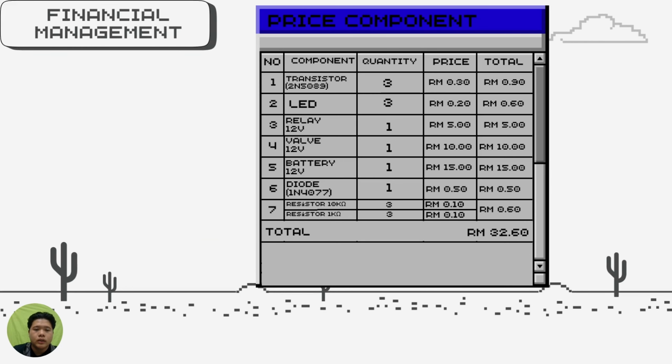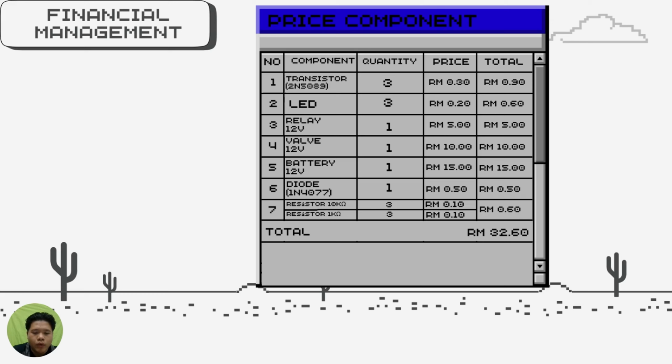Okay, next is financial management. For the price of the components, first we have the transistor 2N4409. We use three transistors, one for each level: low, mid, and high. Each transistor is 30 cents and the total is 90 cents. The second component we use is the LED. We use three LEDs: blue, yellow, and red. Each LED is 20 cents and the total is 60 cents.